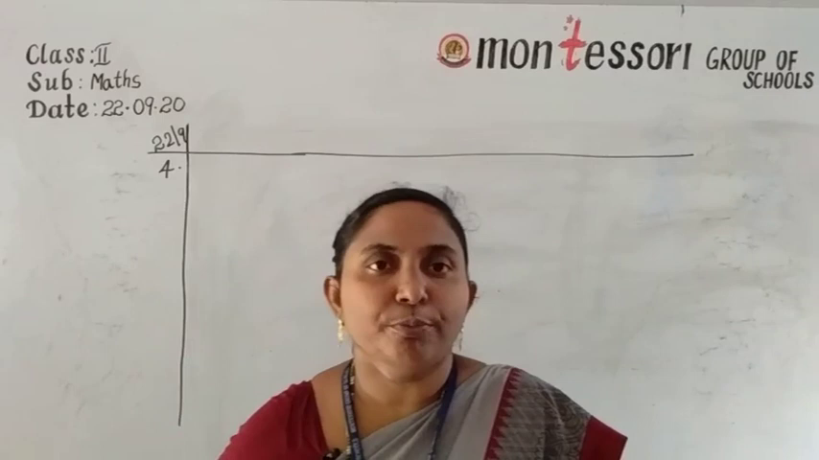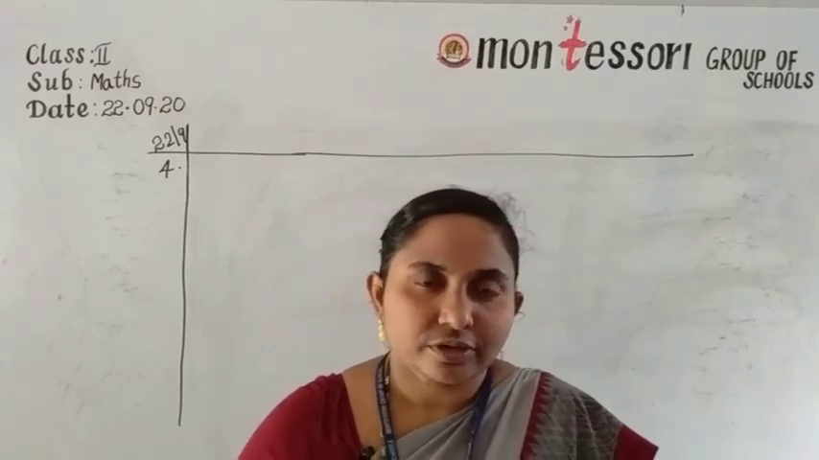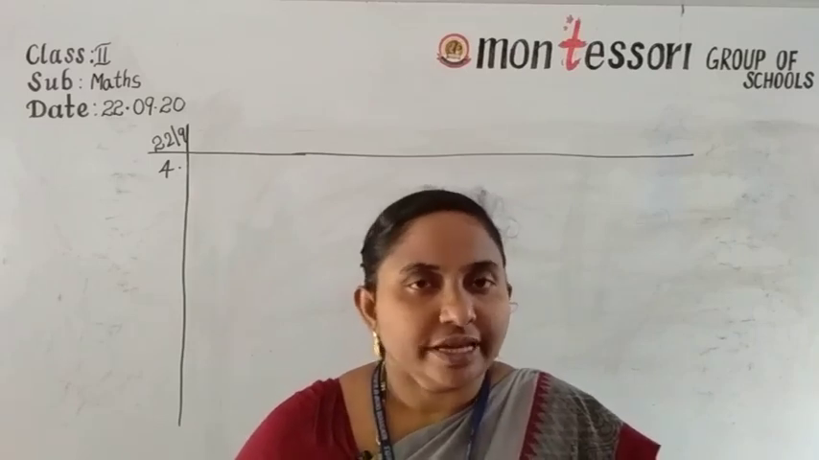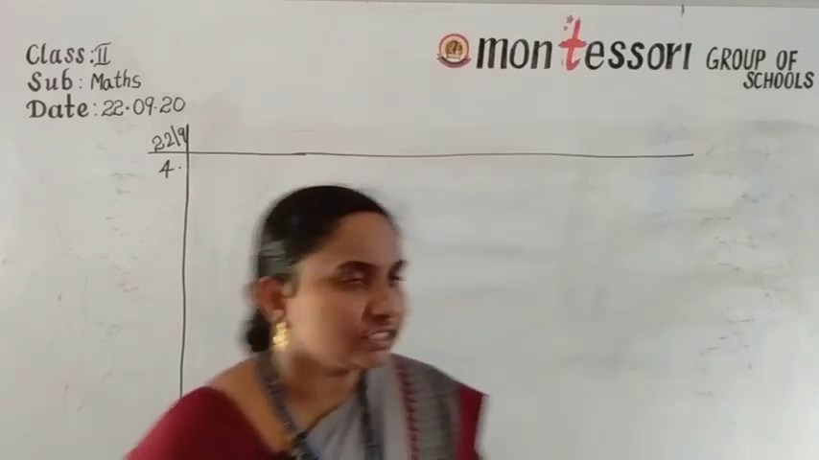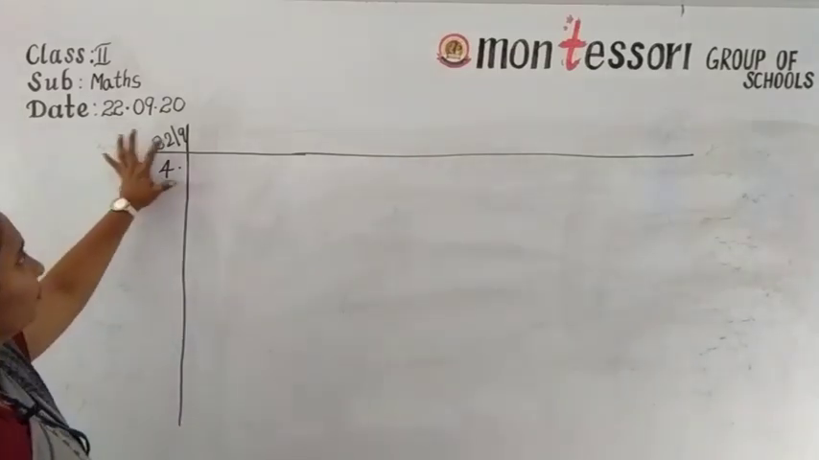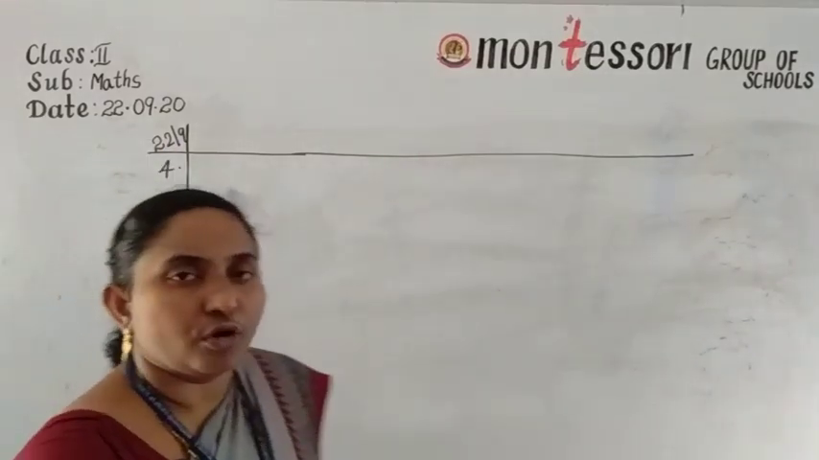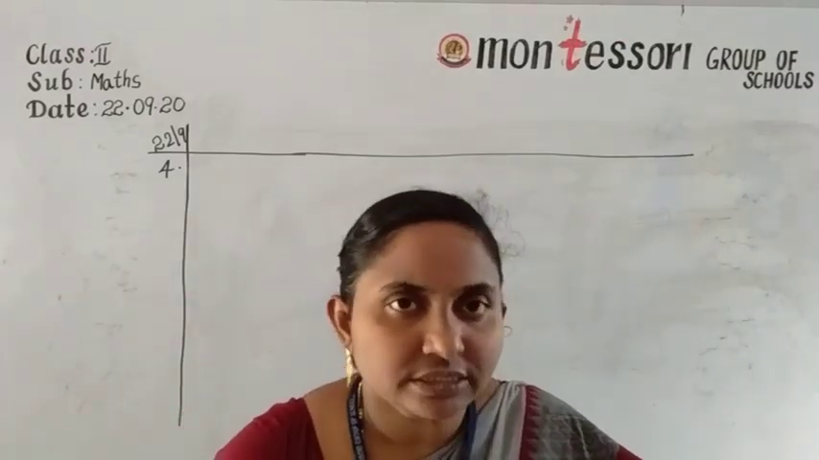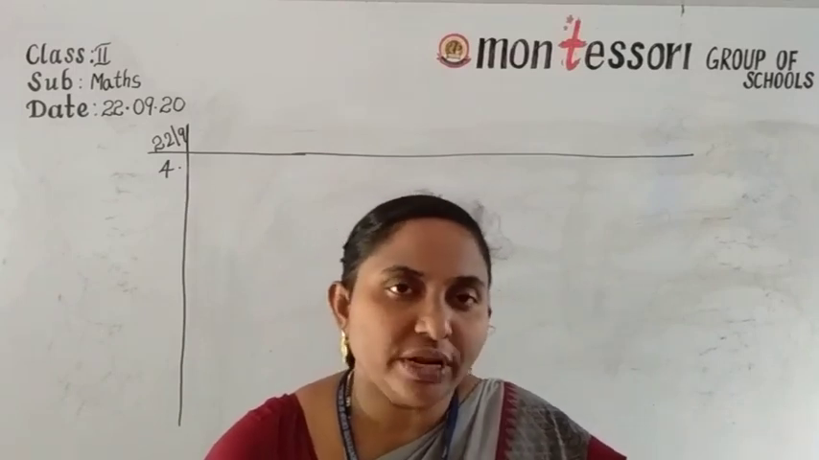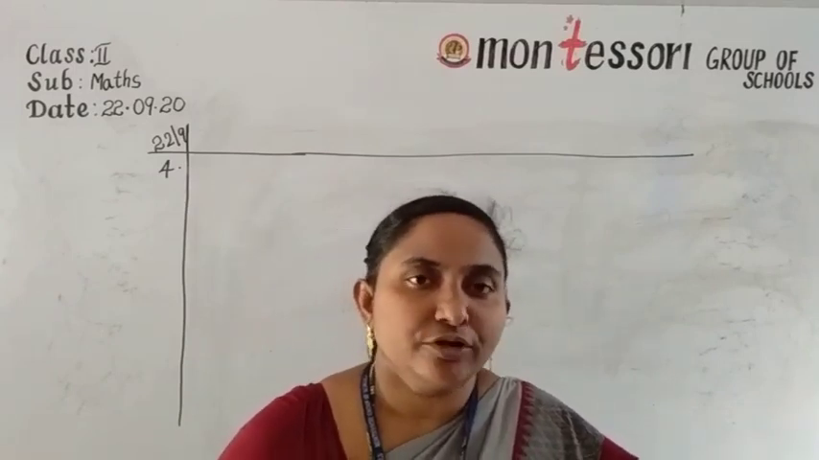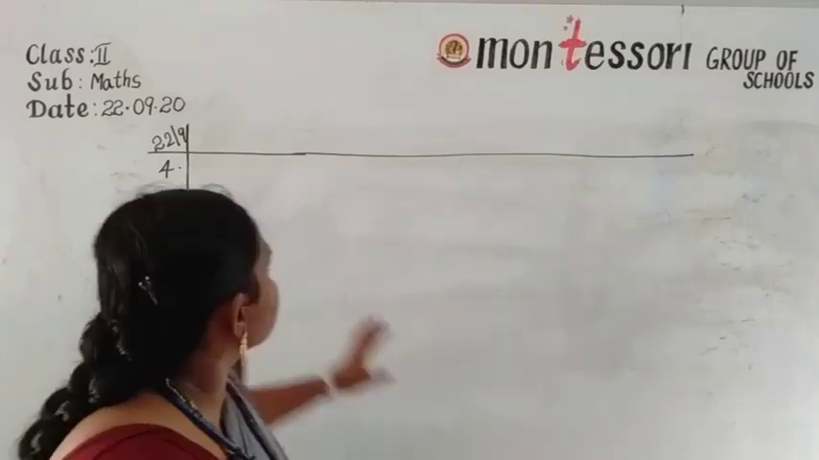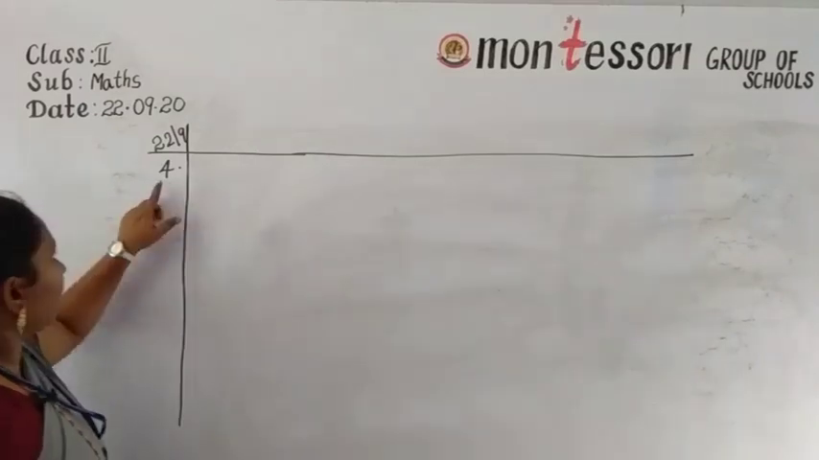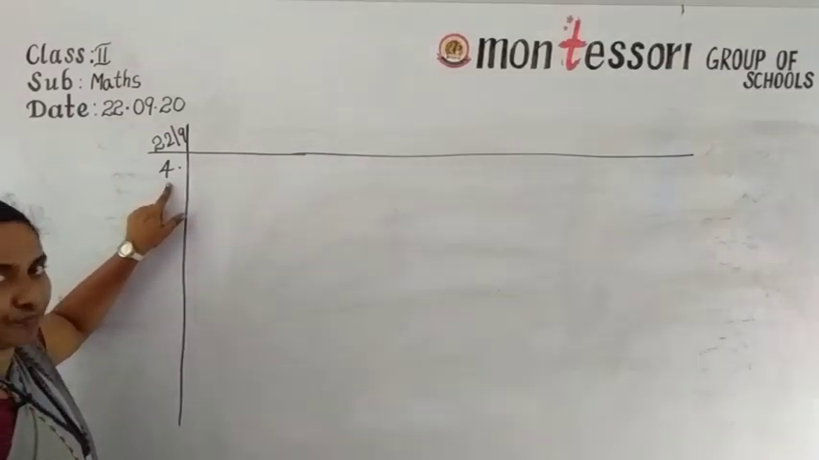First, all of you open your classwork. Take a pencil and draw the margin and write today's date, 22/9. If you have place, you can write continuously. If you have no place, you can write on the next page and draw the margin and write today's date, 22/9. And here, question number 4.